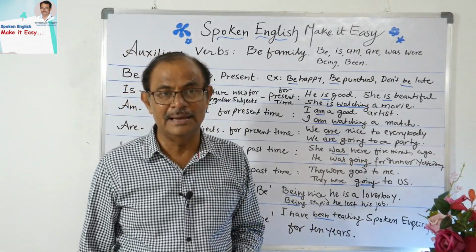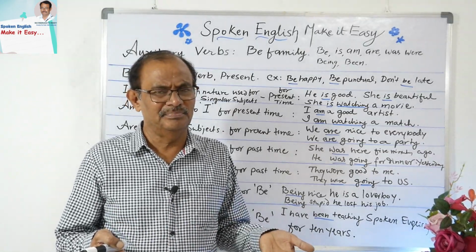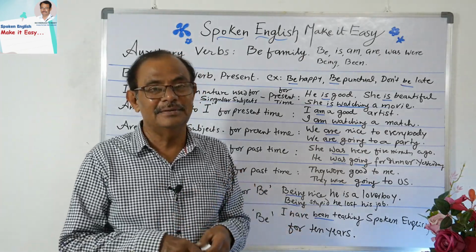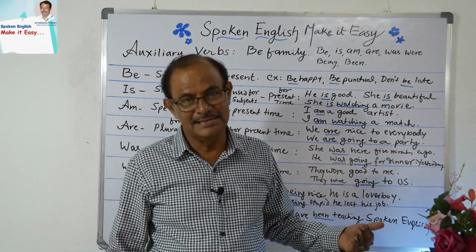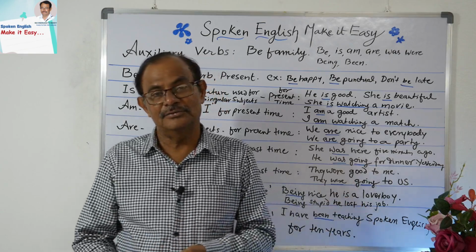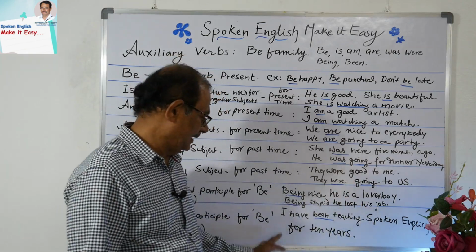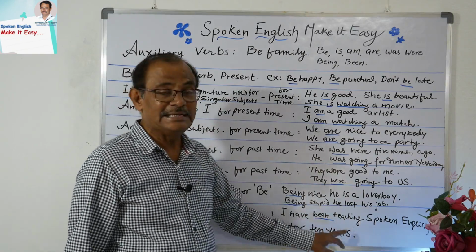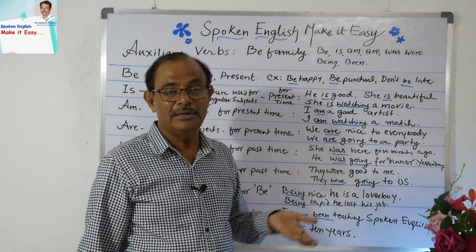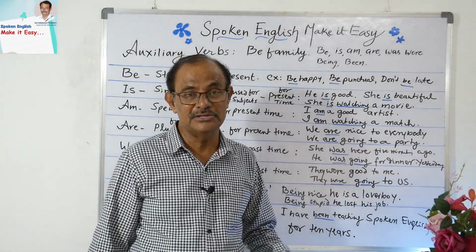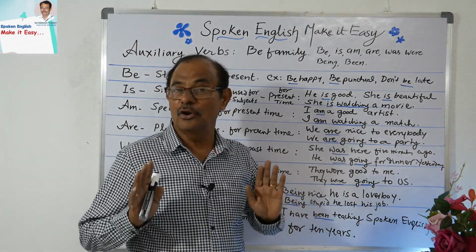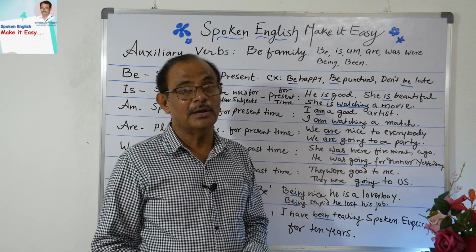Next, come to here. Been. Been is nothing but the past participle, V3. The past participle form of the verb be is been. So this is used in tenses: it is used in the present perfect continuous, and also in the past perfect continuous. I have given 2 examples. I have been teaching spoken English for 10 years. How many years have I been teaching spoken English? 10 years I have been teaching. Okay, I have got a lot of experience in teaching spoken English.